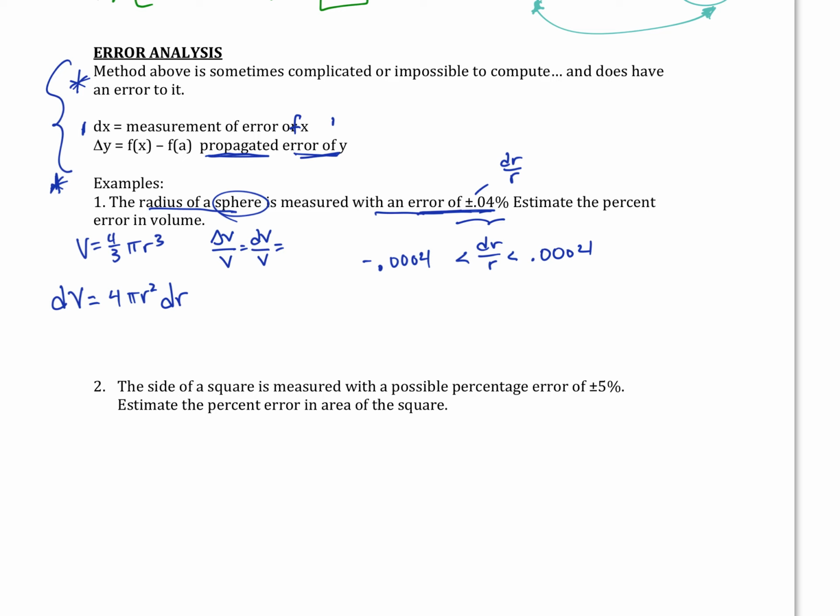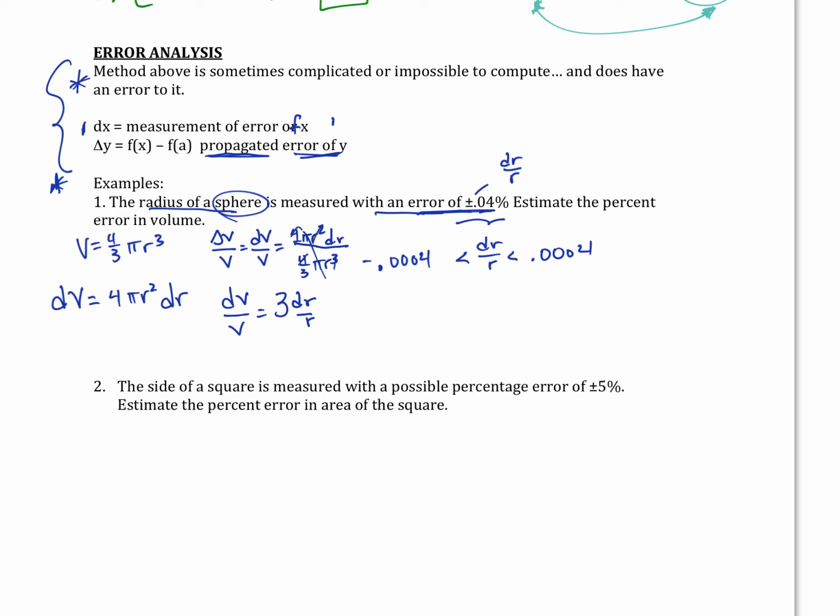So dV is going to be 4 pi r squared dr all over my V, which is 4/3 pi r cubed. And I'm going to clean this up a little bit. Okay, so the pi's will go away. This 4 will reduce with that. The 3 comes up top. 2 of these r's with one of those. So I get 3 dr over r. This is my dV over V.